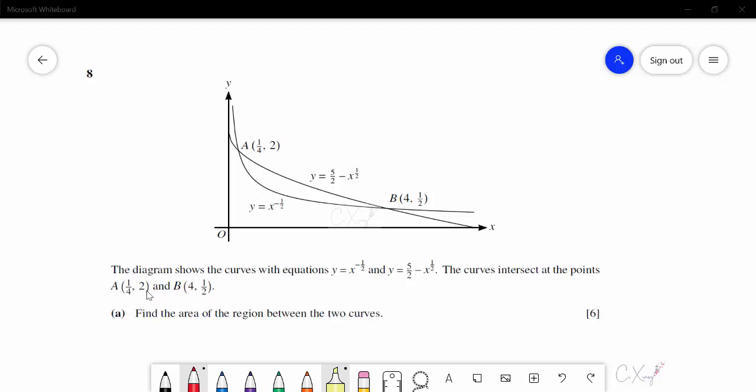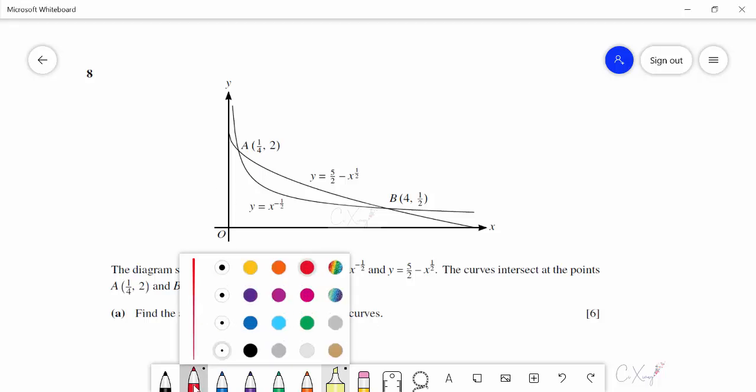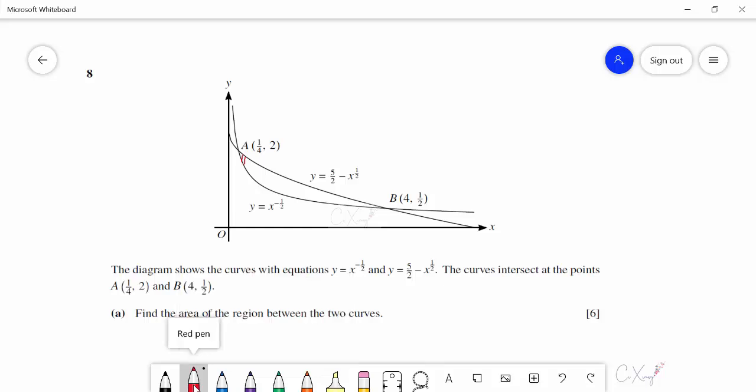They already give you the points here, and now they want us to find the area of the region between the two curves. The region between the two curves actually means that this is the area that we are interested in. To find the area between the two curves, we actually can see that the area covered is from this point where x is equals to 1/4 until this part, which is actually x equals to 4. So x equals to 1/4 and 4 will be the limits for our integration later. Okay, so let us start to find out the area.